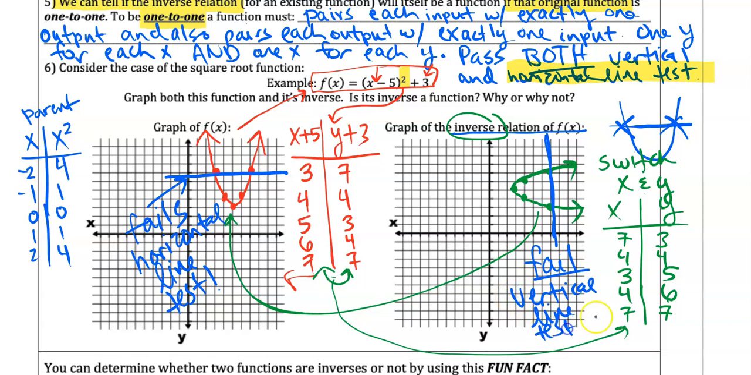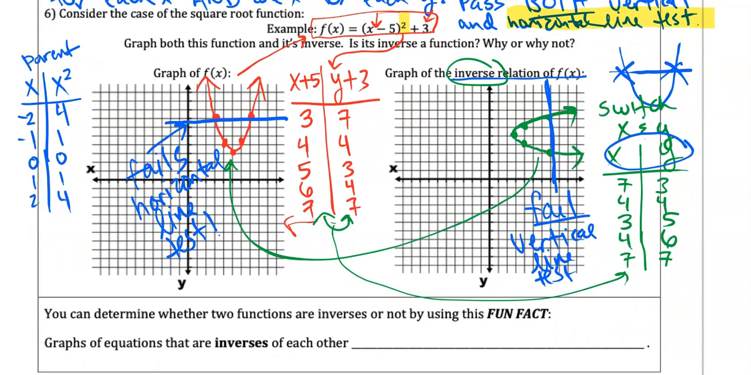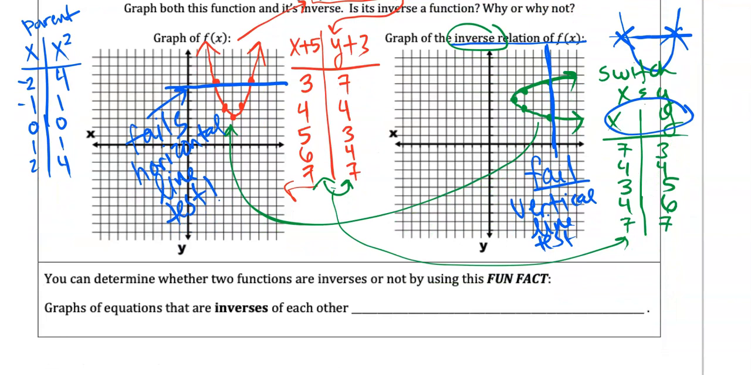So this inverse relationship is still a relationship between x and y. It's just not a function, because now there are multiple y values for the same x. Here I have a y value of 3 and a y value of 7, both paired with the x value of 7. So it's not a function. That's why, if the original function is not one-to-one, the inverse will not be a function. So it's something we want you to keep in mind.